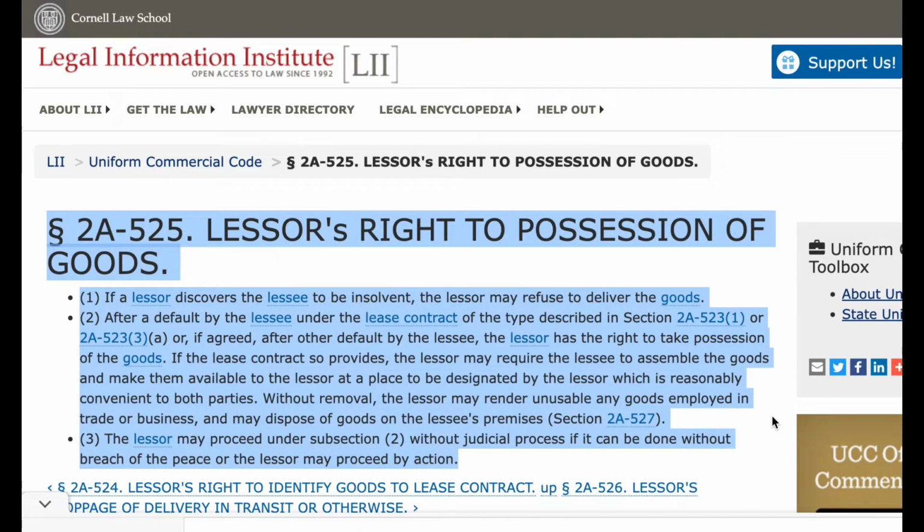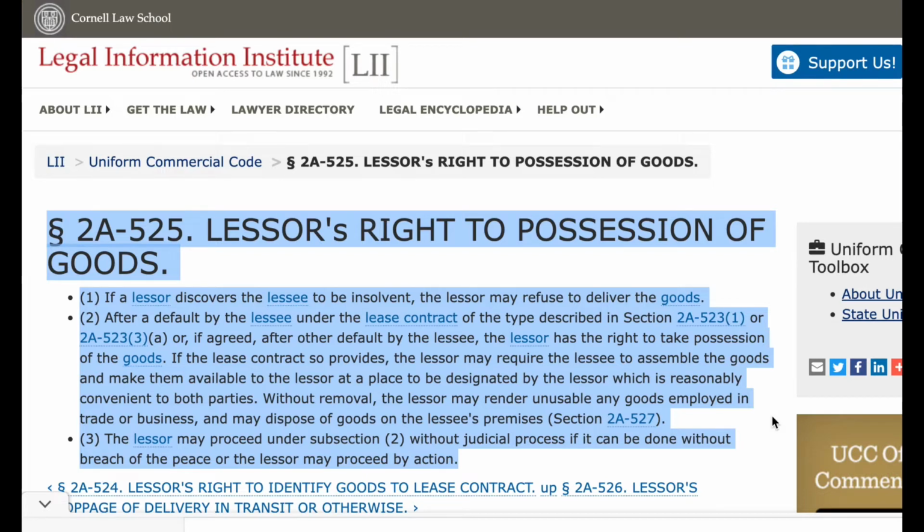Paragraph 2A-525. Lessor's right to possession of goods. 1. If a lessor discovers the lessee to be insolvent, the lessor may refuse to deliver the goods. 2. After a default by the lessee under the lease contract of the type described in Section 2A-523, 1, or 2A-523, 3A, or, if agreed, after other default by the lessee, the lessor has the right to take possession of the goods.